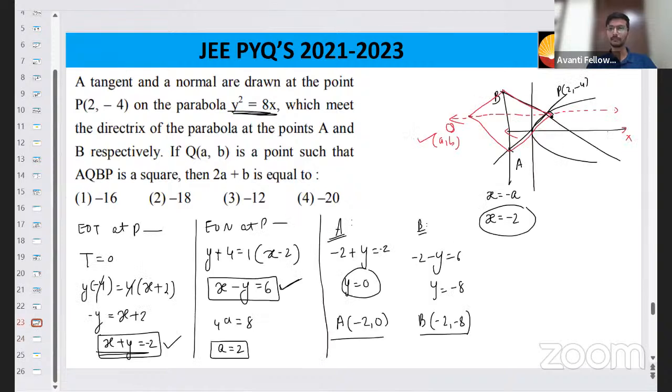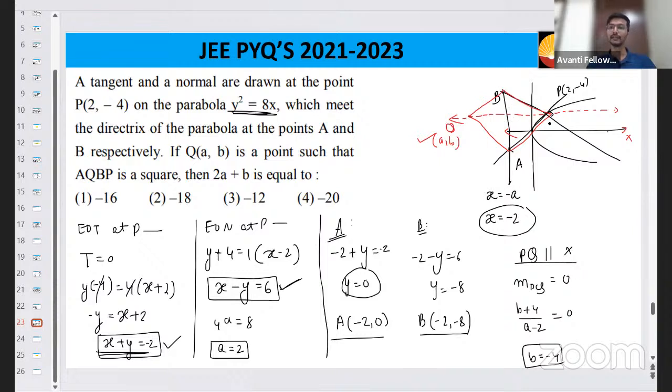Now, from the given condition, PQ is parallel to the x-axis. That means the slope of PQ will be equal to 0. What is the slope of PQ? We can write p plus 4 upon a minus 2 equals 0. I think we got the value of b directly, minus 4.